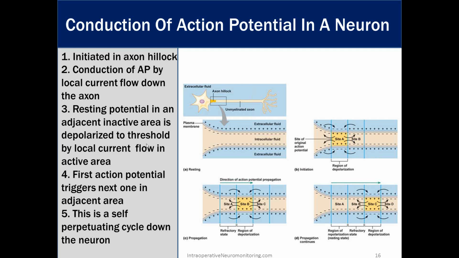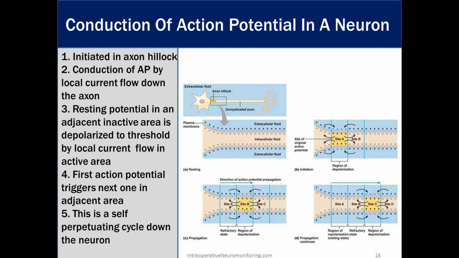Let's see, where was I? 3. Resting potential in an adjacent inactive area is depolarized to threshold by local current flow in the active area. So that's what I just went over before. 4, the first action potential triggers the next one in the adjacent area. This is a self-perpetuating cycle down the neuron. So site A is started from the axon hillock, goes to site B, goes to site C, goes to site D.